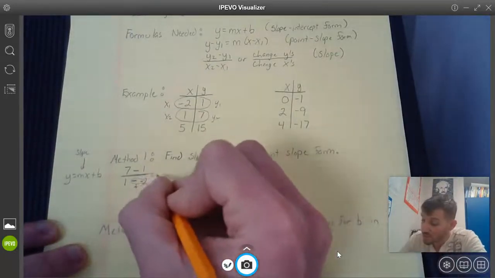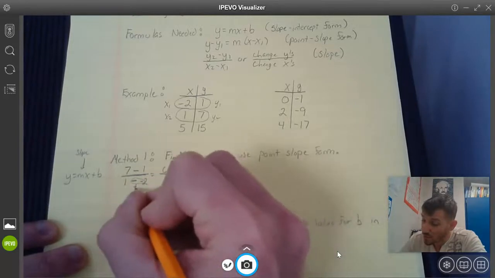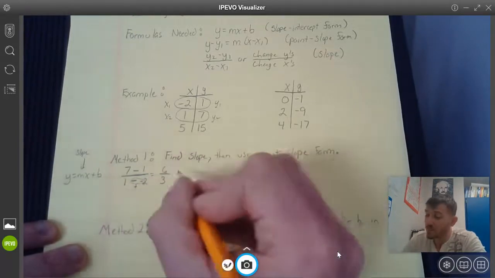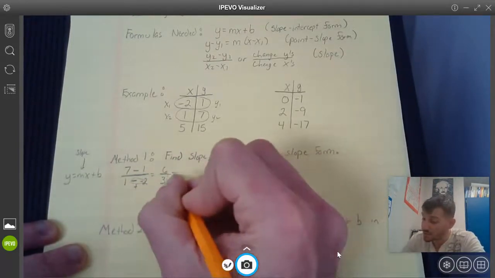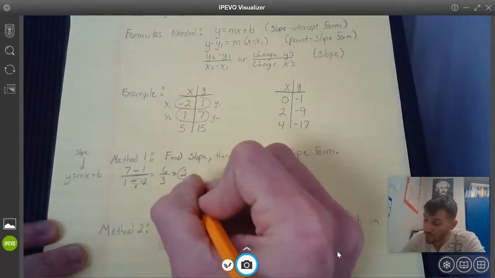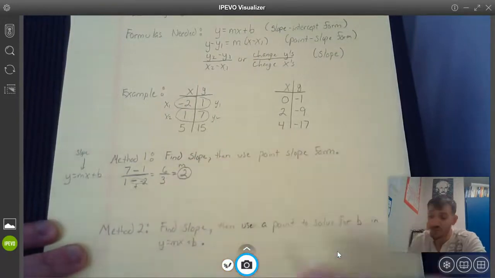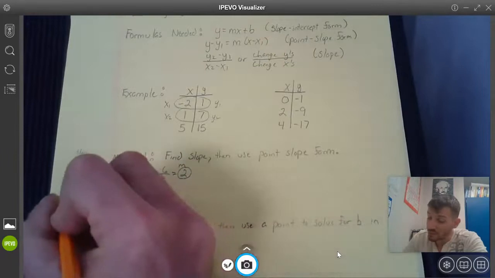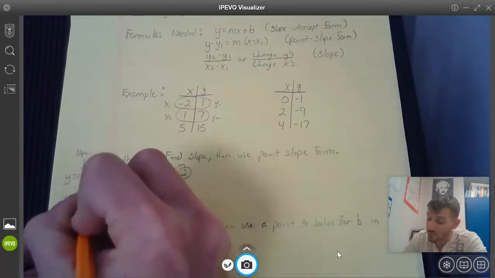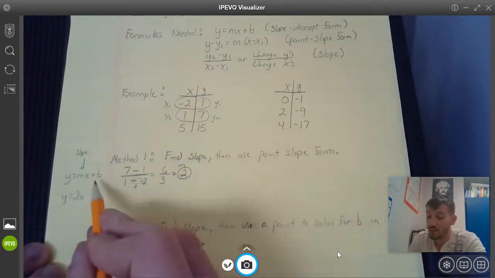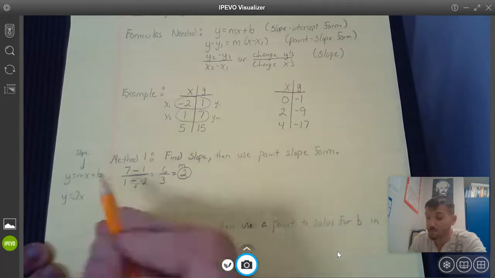7 minus 1 is 6. 1 plus 2 is 3. And 6 divided by 3 is 2. So that number we just found is your slope. So I already know this is going to be y equals 2x. The only part we don't know is b.